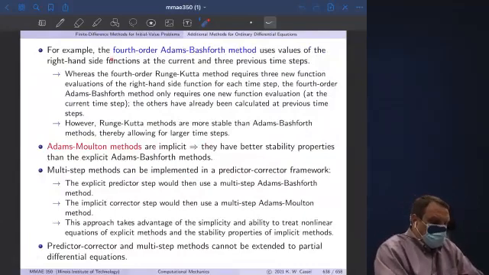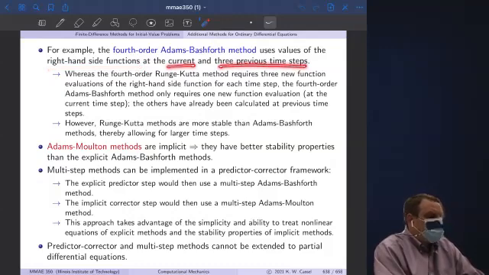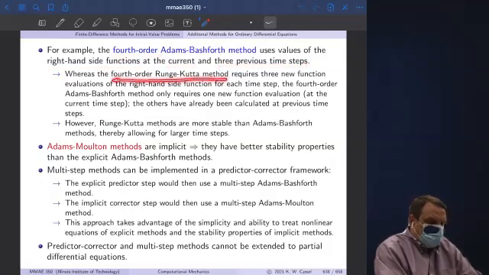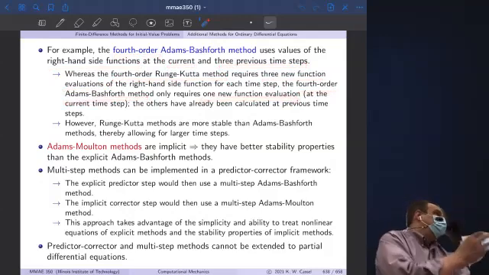So the 4th order Adams-Bashforth method, just as an example, uses values of the right-hand side function, so the f's, at the current and 3 previous time steps. So 4 total time steps in order to get a 4th order approximation. Whereas the 4th order Runge-Kutta method requires 3 new function evaluations, the 4th order Adams-Bashforth method only requires 1 new function evaluation, and that's at the current time step.